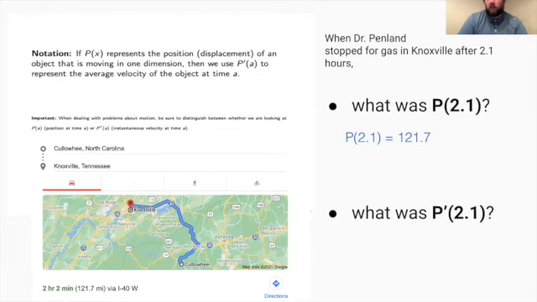What was P prime of 2.1? Well, P prime of 2.1, and notice you have to be really careful because sometimes this prime is really not very visible. Look for this prime. P prime of 2.1, if I was stopped, would be 0. I was moving at that instant at 0 miles per hour.